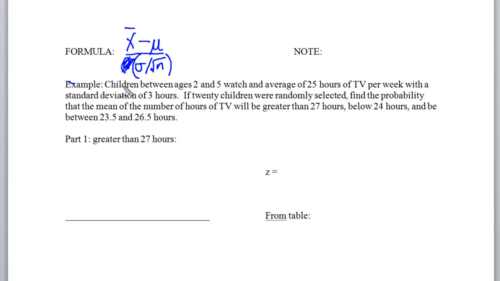All right, so here's our example. Children between the ages of 2 and 5 watch an average of 25 hours of television a week with a standard deviation of 3. If 20 children, and that's going to be our sample size there, lower than what we want because we're really wanting 30 or more, were randomly selected, find the probability that the average number of hours of TV would be greater than 27, below 24, and between 23.5 and 26.5. So this is going to be a 3-part question.